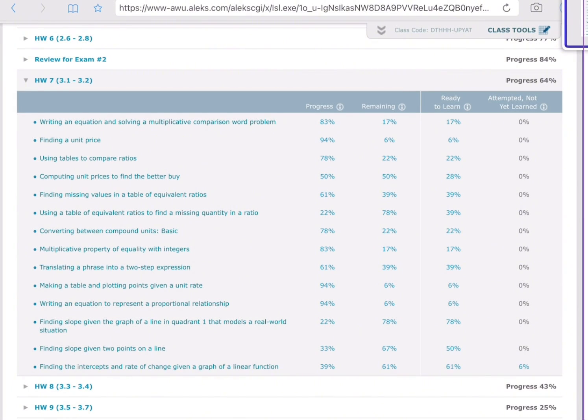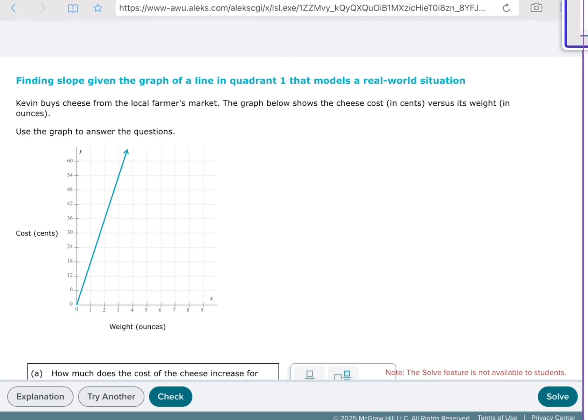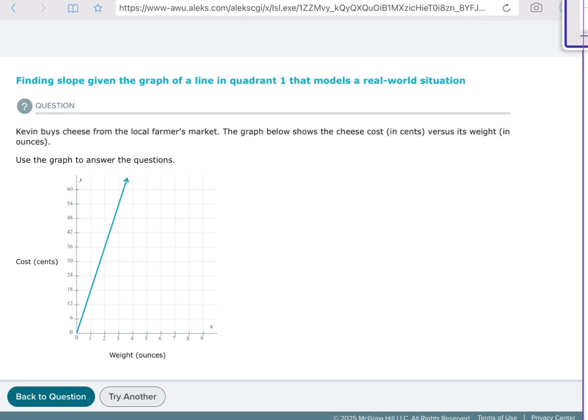I am going to jump to one of the topics that I see only has 22% again, and that's finding the slope given the graph of a line in quadrant 1 that models a real world situation. So I encourage you, if you've never seen slope, y-intercept, all of these terms, to click on the explanation.